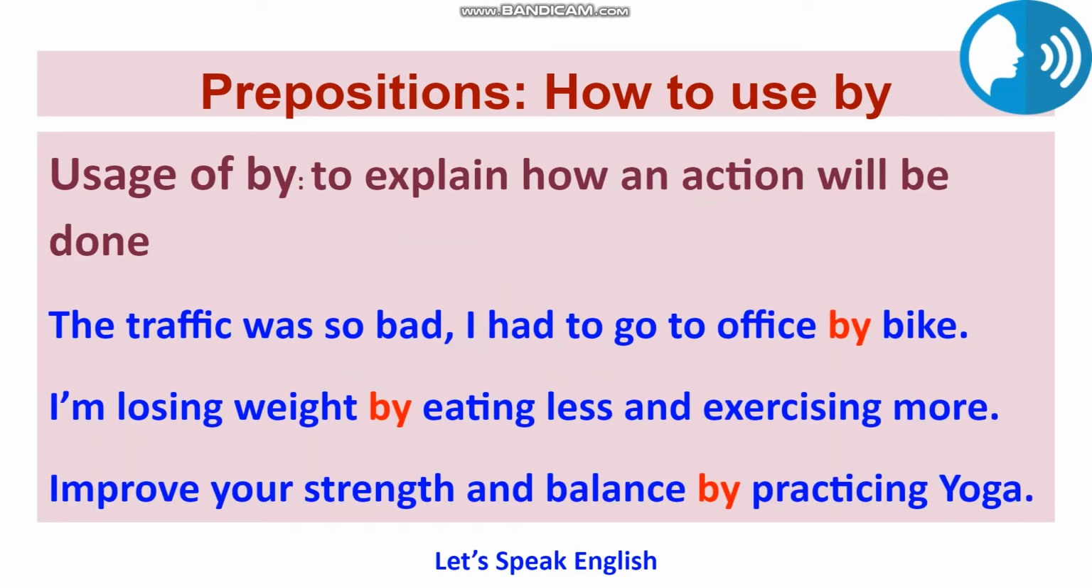Moving on. Now, when you want to explain how an action will be done, you can use by. So when you're saying what your method is for arriving somewhere, or getting something done or doing something. So for example, the traffic was so bad I had to go to work by bike. Okay, so bike was the method that I used to get to work.